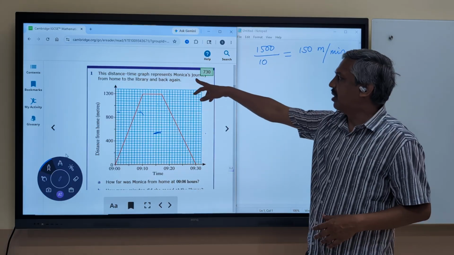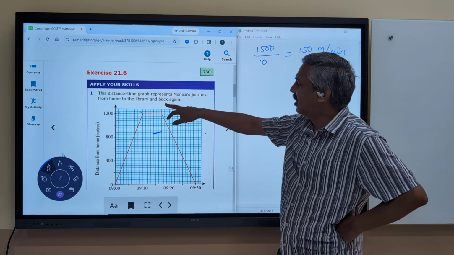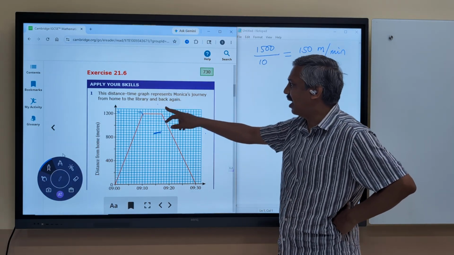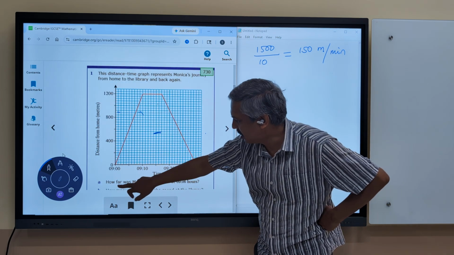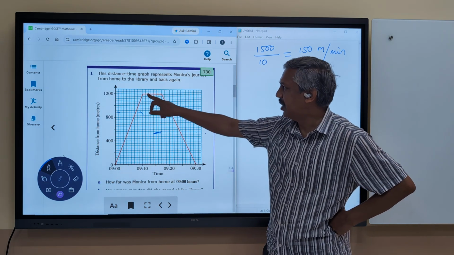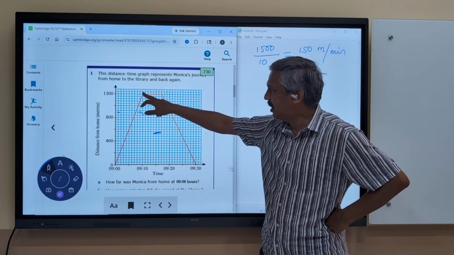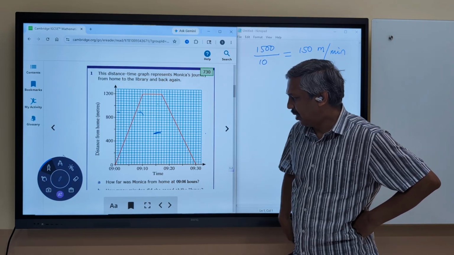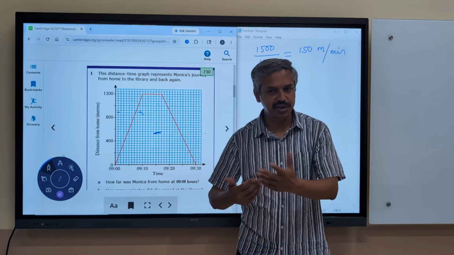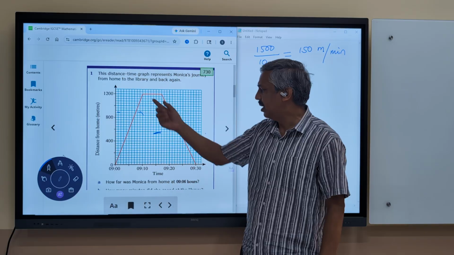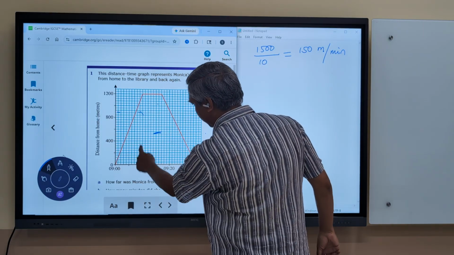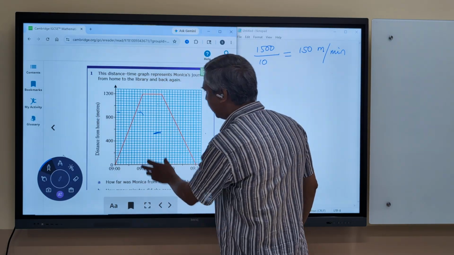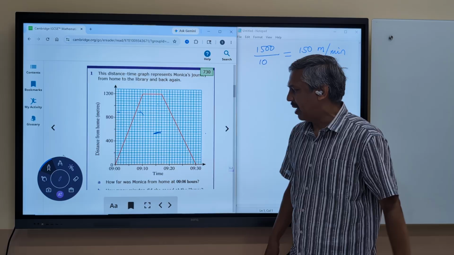The distance time graph represents Monica's journey from home to the library and back again. So the girl started at 9, she went to the library. Presumably she sat there and studied something and then she goes back home. Or maybe she had just gone there to exchange the books because it doesn't seem to be time long enough to study. But in whichever case, she's exchanged her books and she's coming back.